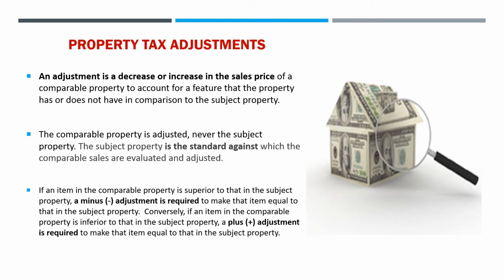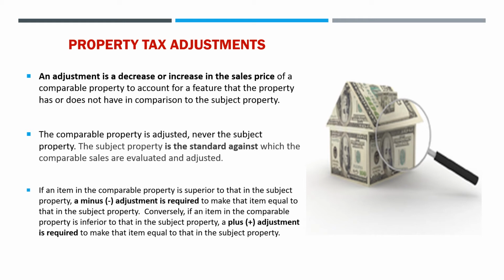Because properties are seldom alike, it'll be necessary to make adjustments between the comparable properties when compared to the main subject property. This process equalizes the properties by way of comparison. So an adjustment is a decrease or increase in the sales price of a comparable property to account for features that the property has or does not have in comparison to the subject property. So in other words, the comparable properties are adjusted to reflect the value of the subject property. So you never adjust the subject property.